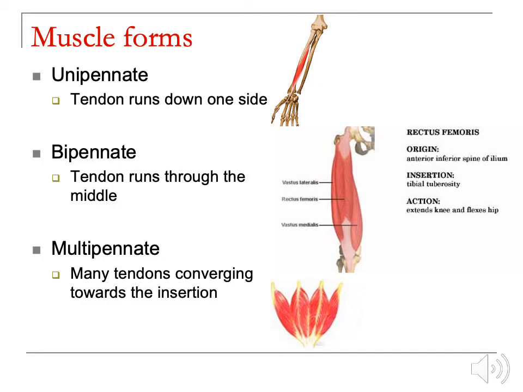We have unipennate muscles, where the fascicles run down just one side of the tendon. The example given here is a forearm muscle, extensor digitorum longus. We then have bipennate muscles. The tendon runs through the middle of the muscle and the fascicles come off both sides, like we saw with the feather on the previous picture. Rectus femoris, one of the major quadriceps muscles, is an example of a bipennate muscle.